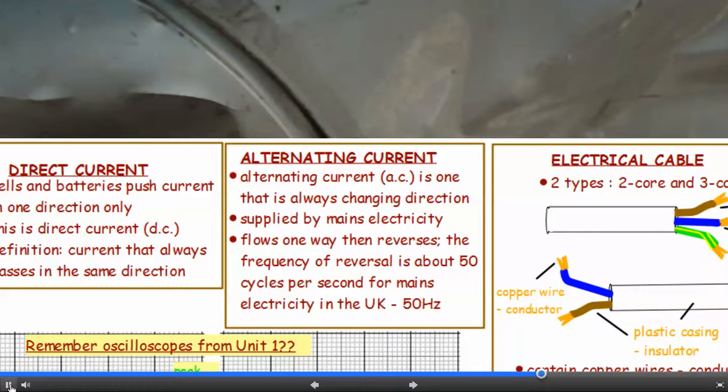And then there's alternating current, or AC, and this is one that's always changing direction, and this is supplied by mains electricity coming out of power stations. It flows one way and then it reverses, and the frequency of reversal is about 50 cycles per second for mains electricity in the UK, or 50 Hertz if you remember frequency from Unit 1.